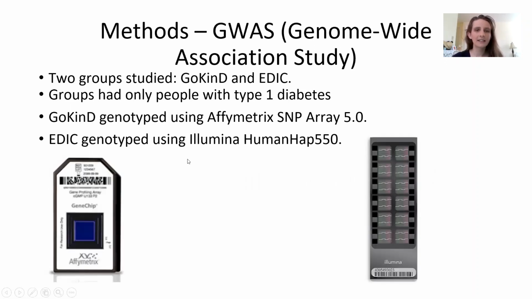So the method we use to study this is GWAS, which stands for Genome-wide Association Study. Two groups were studied, the GO-KIND group and the EDIC group. The groups only had people with type 1 diabetes, so there weren't type 2 diabetics in the study. The GO-KIND group was genotyped using the Affymetrix SNP array 5.0, which is a type of SNP chip. And the other group, the EDIC group, was genotyped using the Illumina Human Hap 550 SNP chip.